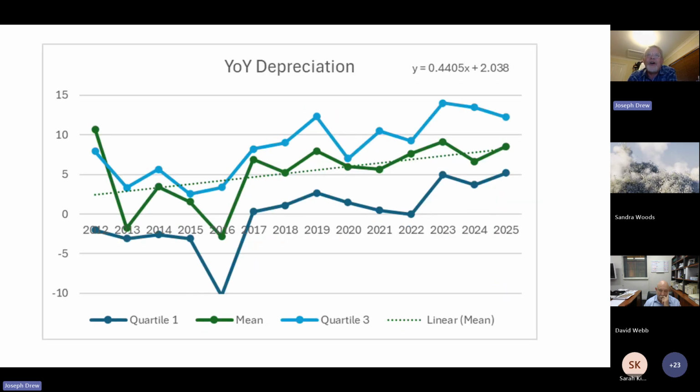So to show you why this is a problem, in 2025 financial year, the average council's depreciation went up 8%. 2024, the average council went up about 7%. That's growing a lot faster than your revenue.